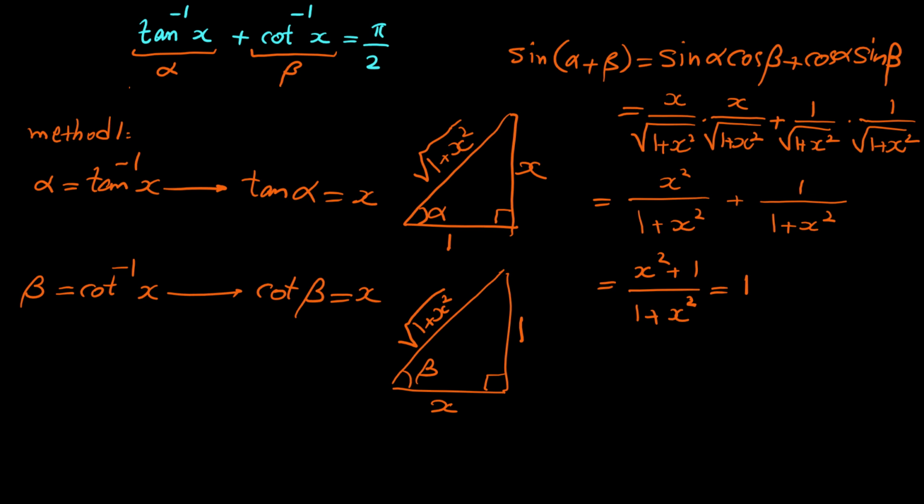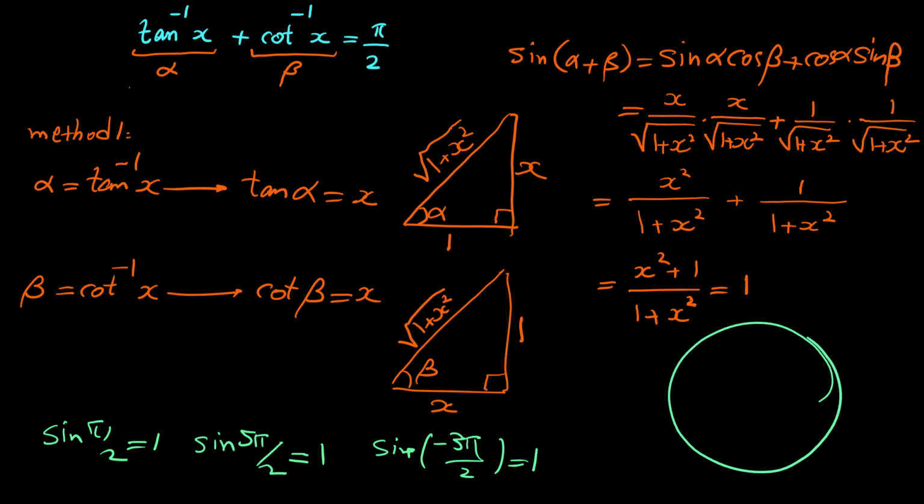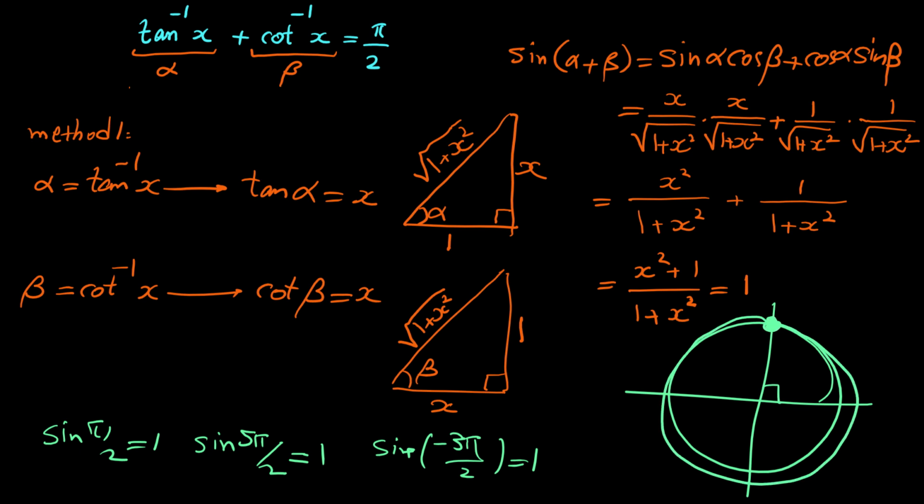Let me remind you something here. Sine of pi over 2 is 1. But sine of 5 pi over 2 is also 1. Sine of negative 3 pi over 2 is also 1. Because all of these angles show the same point here. This angle is pi over 2. But if we rotate and come back to the original point, we have 5 pi over 2, and sine of 5 pi over 2 is also 1.